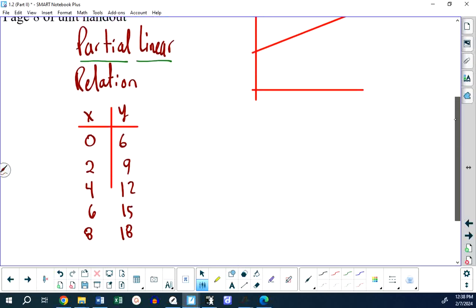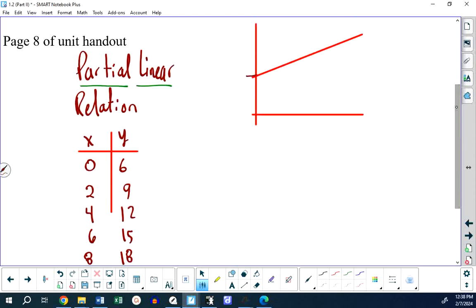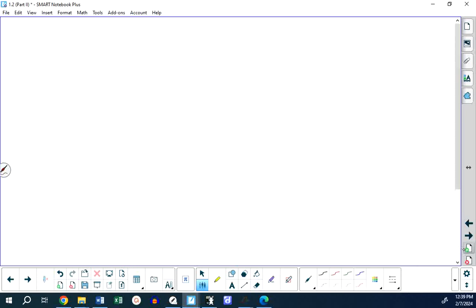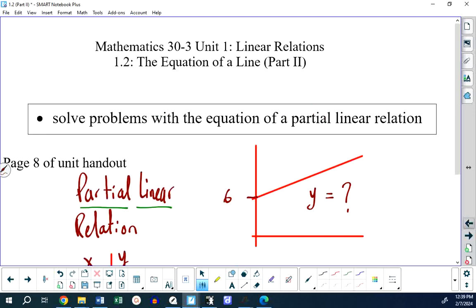It's going to start at 6, and every time you go to the right on the graph 2, it will go up 3. To the right 2, up 3. To the right 2, up 3. So that's still linear. Anyway, that's what partial linear relations are. Today we're going to look at what the equation of this is. For direct, it was this. Okay, well, I'm telling you it's not that for partial, but we're going to learn what it is.